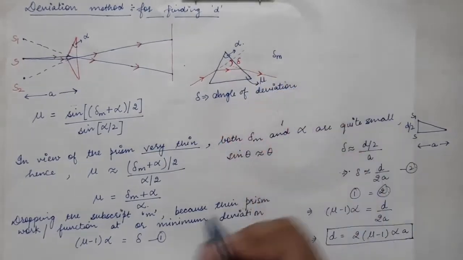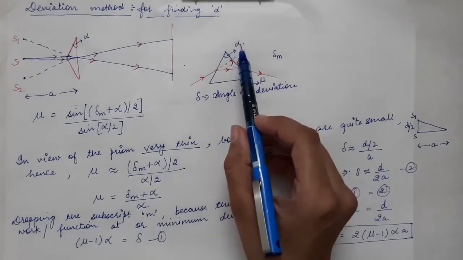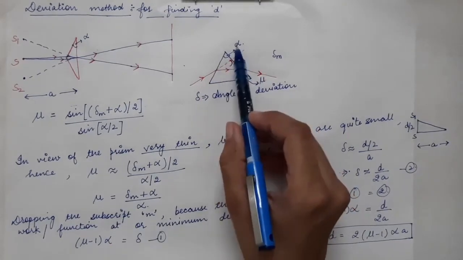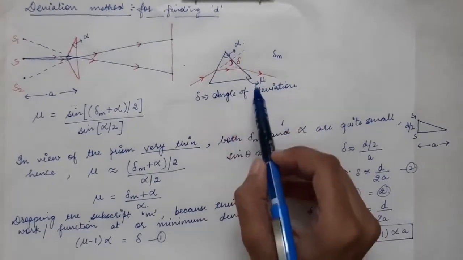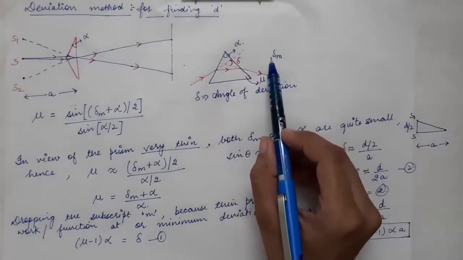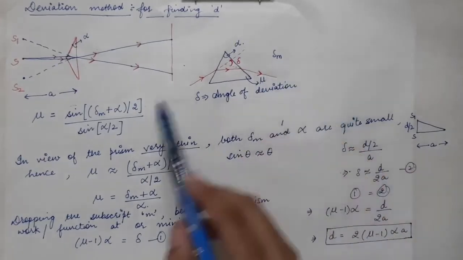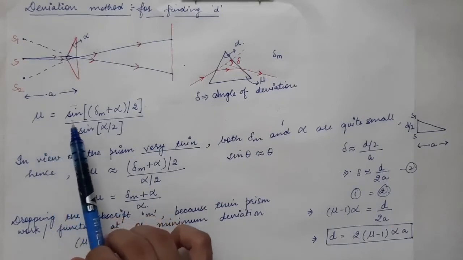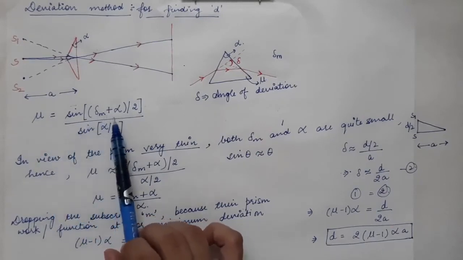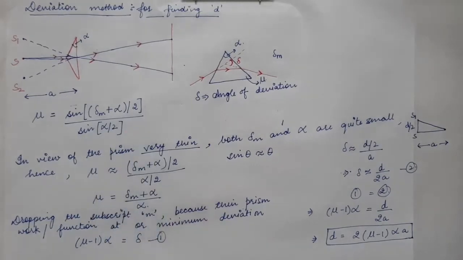Mu is the refractive index of the material of the prism. If we know alpha, the refracting angle of the prism, and we know mu, then we can easily find the angle of minimum deviation, and the formula is given by this expression: mu equals sine of (delta m plus alpha) divided by 2, divided by sine of alpha divided by 2.